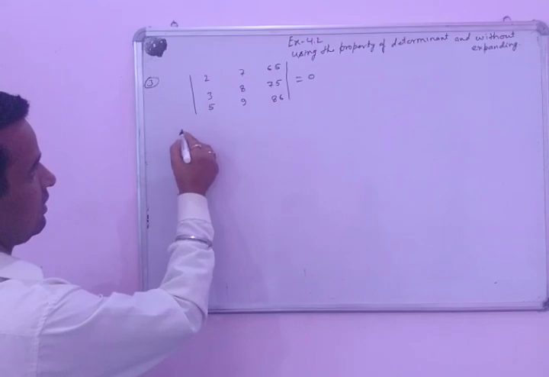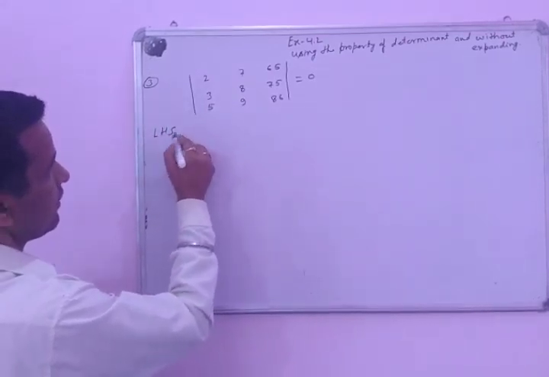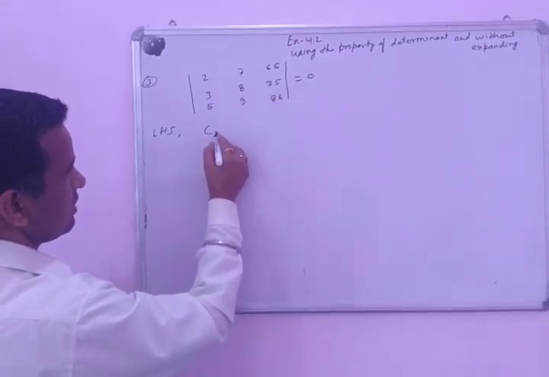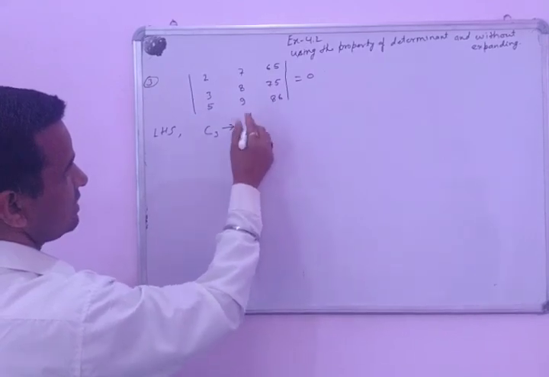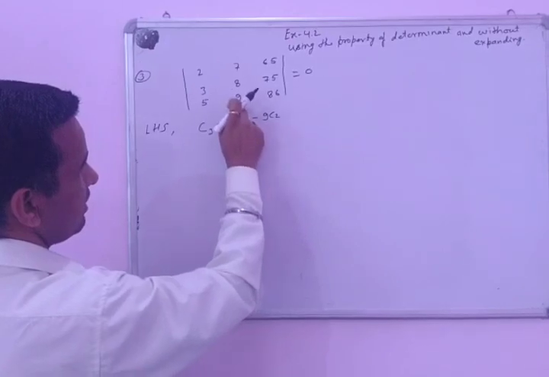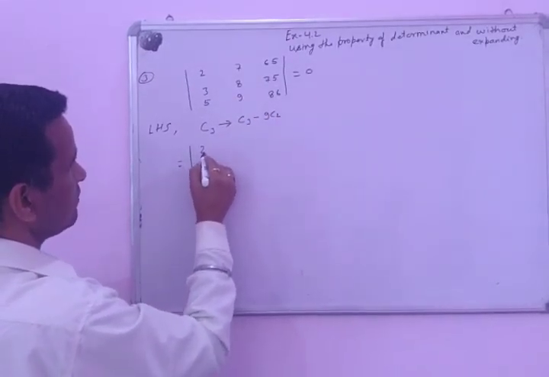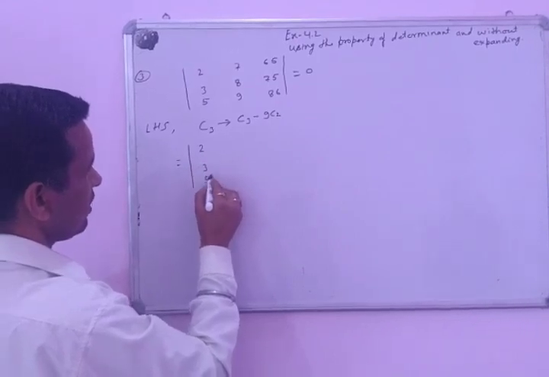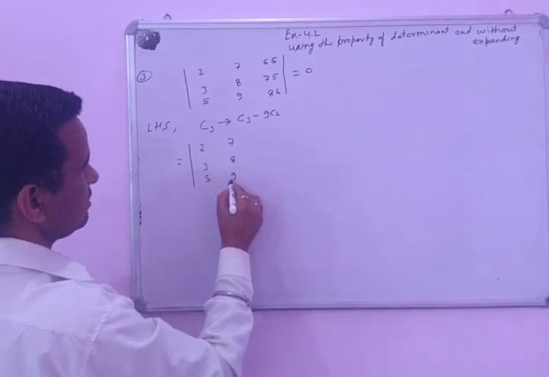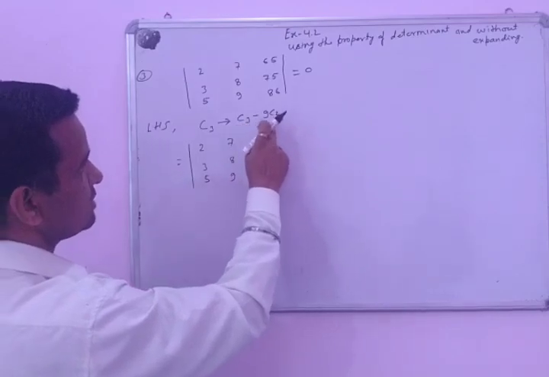Now I will write here first the LHS. I will write in C3: C3 minus 9 C2. I will multiply C2 by 9, then subtract it from C3. Then start here: the first column is 2, 3, 5. The second column is not changed, 7, 8, 9. But here there is a change in C3. What is changing here? C3 minus 9 C2.